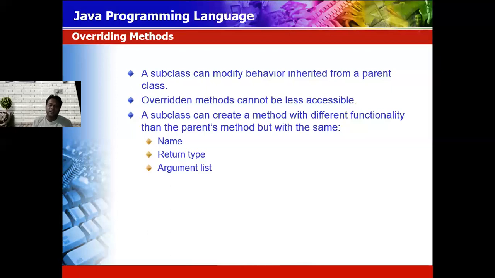A subclass can modify the behavior inherited from a parent class. An overridden method cannot be less accessible. So in the child class, the function that we define copies the functionality of the parent and has new functionality of its own. It means it redefines the function of the parent class.